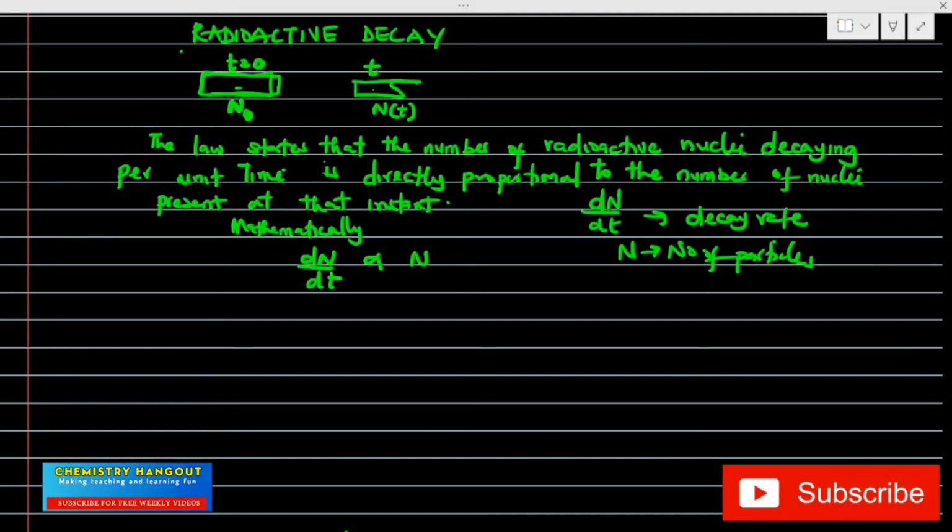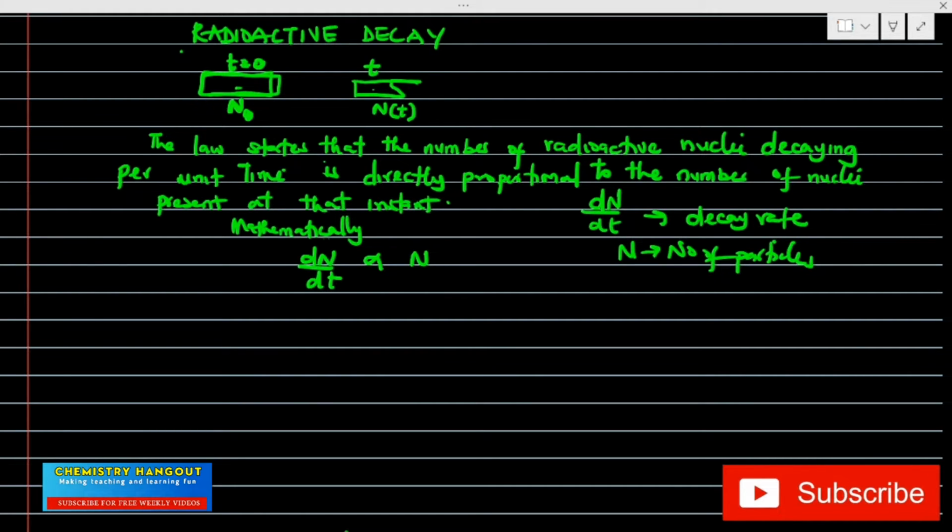My N, which means that if the number of particles is bigger, the decay rate too will be larger. Can you see that? That's what that law is saying, which means that the number of particles is directly proportional to the decay rate. So if the number of particles is smaller, the decay rate too will be smaller. If my dN dt is smaller, the number of particles is smaller also, while if my dN dt is bigger, my number of particles is bigger. So my dN over dt is directly proportional to my what?